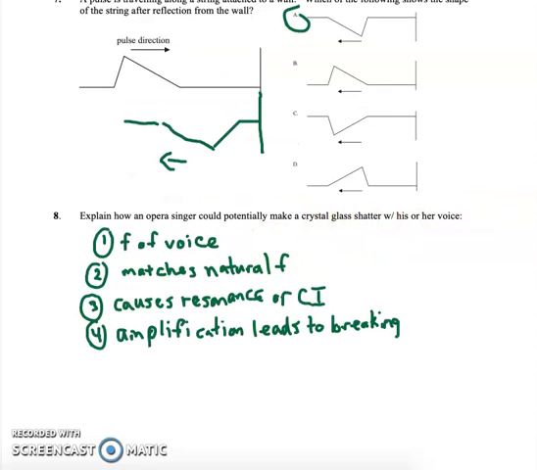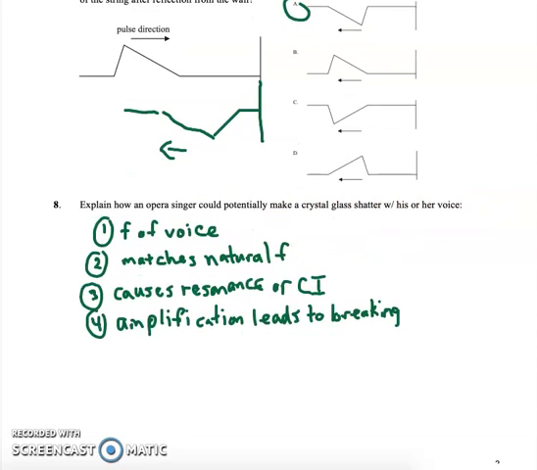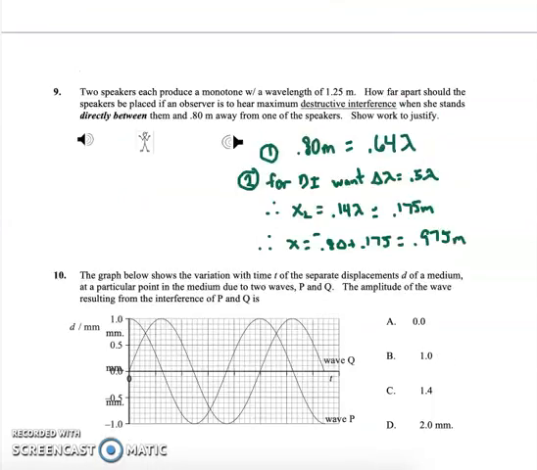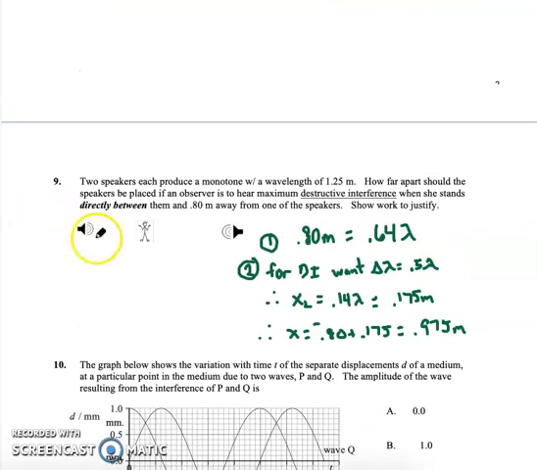Okay, so that's a 3-point problem. All right, next problem is more mathematical. You had to read it carefully. So we're standing somewhere between two speakers. It does not say halfway between. It just says directly between. We're not off to the side.